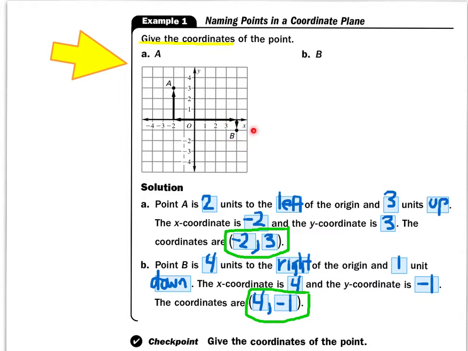Take a look at point B. Remember, always start at the origin, and then we would tell somebody, well, you have to move 4 places to the right and then 1 unit down. So point B is 4 units to the right, which makes the x-coordinate +4, and 1 unit down, which makes the y-coordinate -1. So we would write (4, -1) and surround it with parentheses.